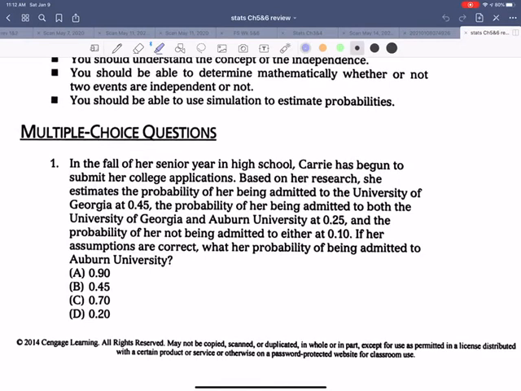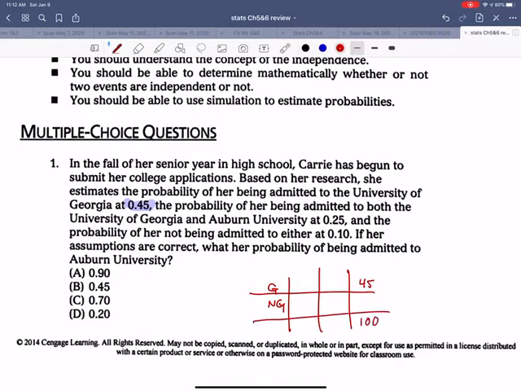Question number 1 in section 5 says in the fall of her senior year, Carrie had begun to submit college applications. Based on her research, she estimated the probability of her being admitted to the University of Georgia as, so she's either going to get into Georgia or not get into Georgia, right? And essentially she's saying that that's 45 out of 100. And her admitted to both the University of Georgia and Auburn as 25%. So she's either going to get into Auburn or not get into Auburn. So this idea of both, right, would fit right there, Auburn and Georgia.